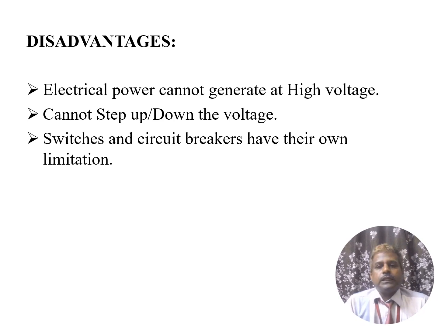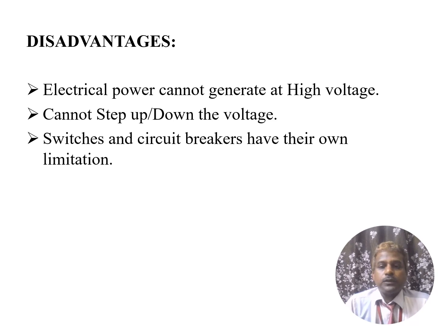First, the electrical power will not be generated at high voltage. That is the main drawback. DC voltage cannot be generated in the range of 33 kV or 132 kV DC. That is very difficult. So that is one drawback of DC transmission. And stepping up and stepping down the DC voltage is not possible. So that is one more drawback. So we cannot transmit high voltage DC.